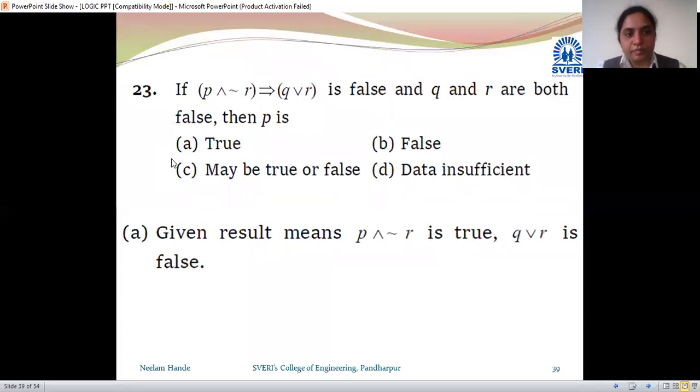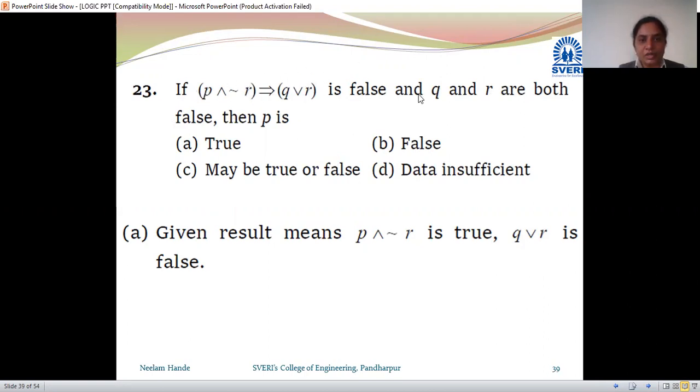Next, if P and negation R implies Q or R is false, and Q and R are both false, then what will be P? So Q or R, this whole statement is false, in which Q and R are both false. These two are false. Q or R: false, false. In our table, FF is true. So this implies true.